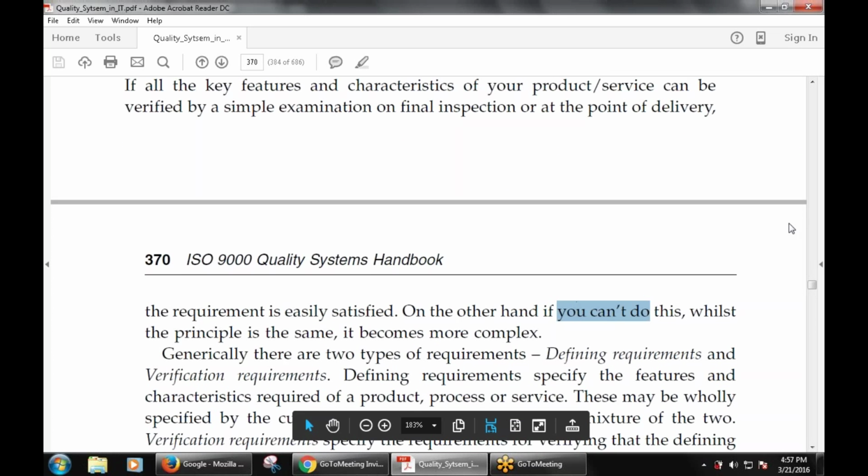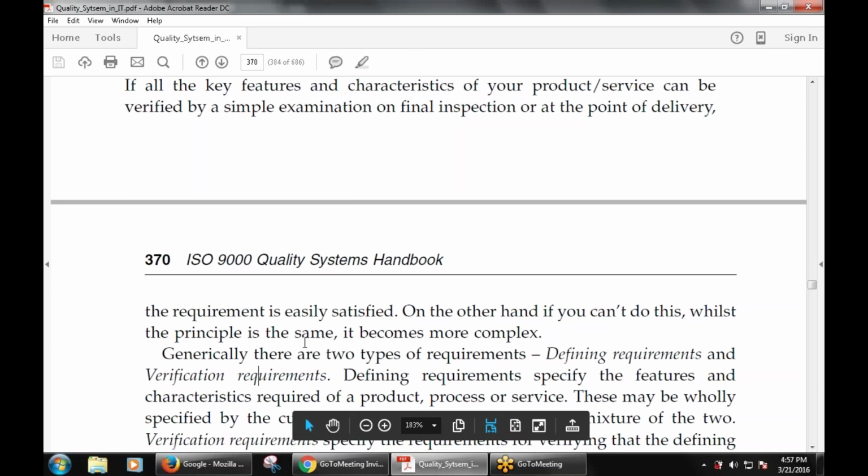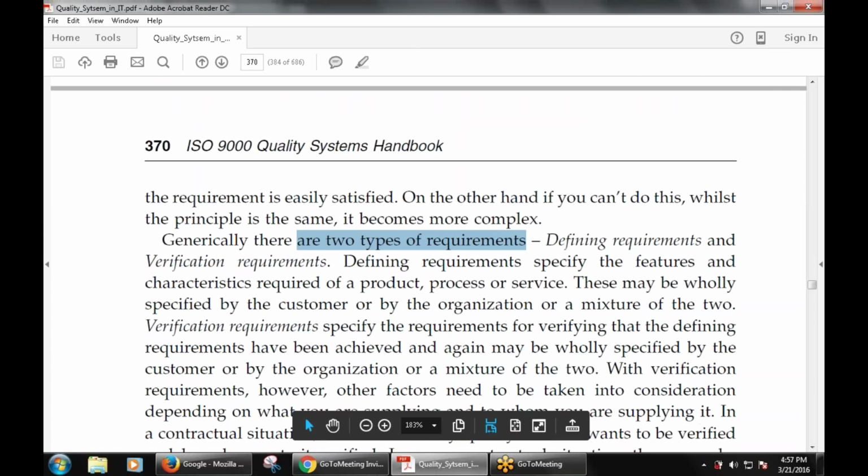On the other hand, if you can't do this, then use a more complex principle that is used for the documentation part. Generally there are two types of requirements: one is the defining requirement, and one is the verification requirement. So there is how to define the requirement and how to verify the requirement.